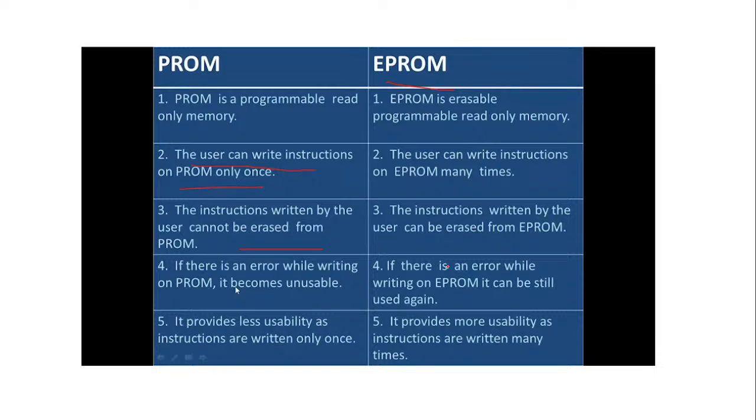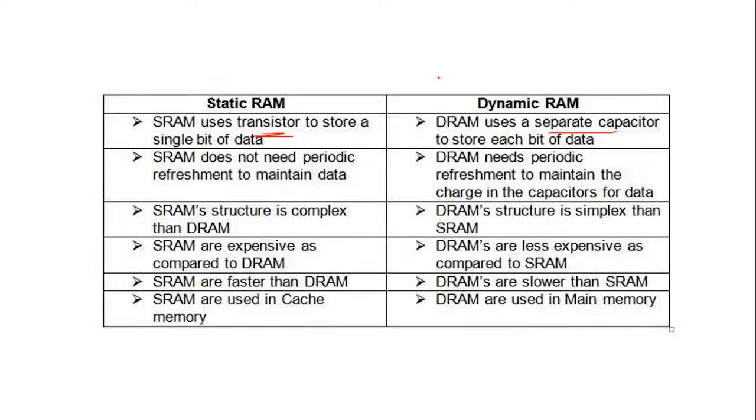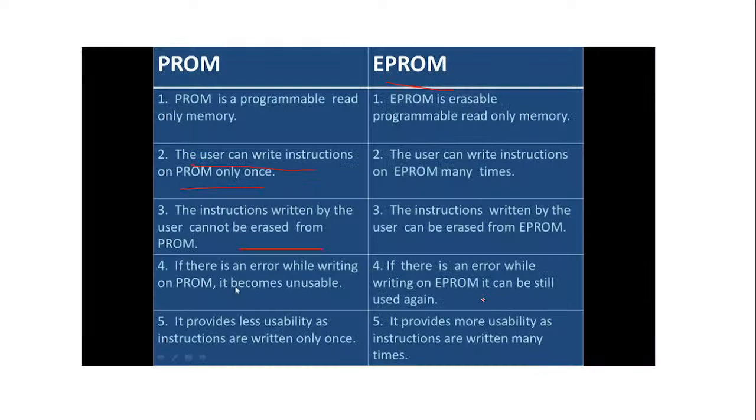If there is an error while writing on a programmable memory, it becomes unusable. But if there is an error in writing the erasable memory, it can still be used again. It provides less usability as the instructions can be written only once, whereas here the usability is more, as many times as you want to write the instructions.